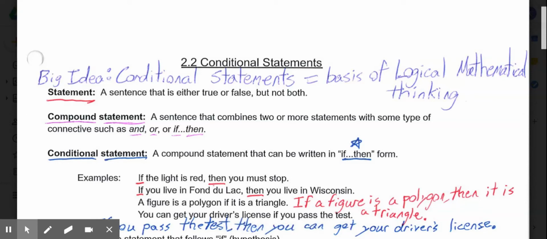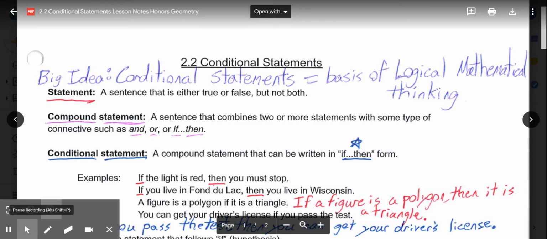Welcome to lesson 2.2, conditional statements. The big idea of this lesson is that conditional statements are the basis of logical mathematical thinking. You can think of them as the foundation that we base logical mathematical thinking around. You'll also see conditional statements come up in many different sciences.